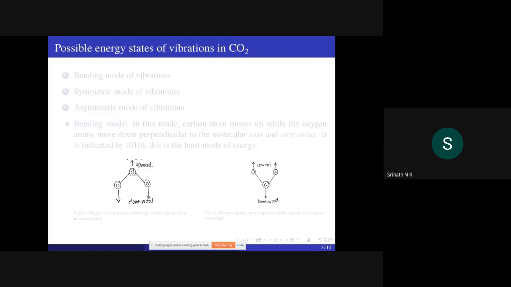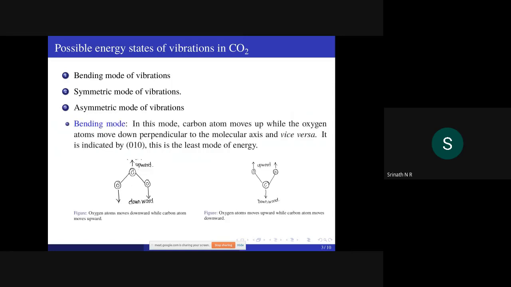Possible energy states of vibration in carbon dioxide. There are three modes of vibrations in carbon dioxide state. First one is bending mode of vibration. Second one is symmetric mode of vibrations. Third one is asymmetric mode of vibration. Let us discuss in detail each mode of vibration.